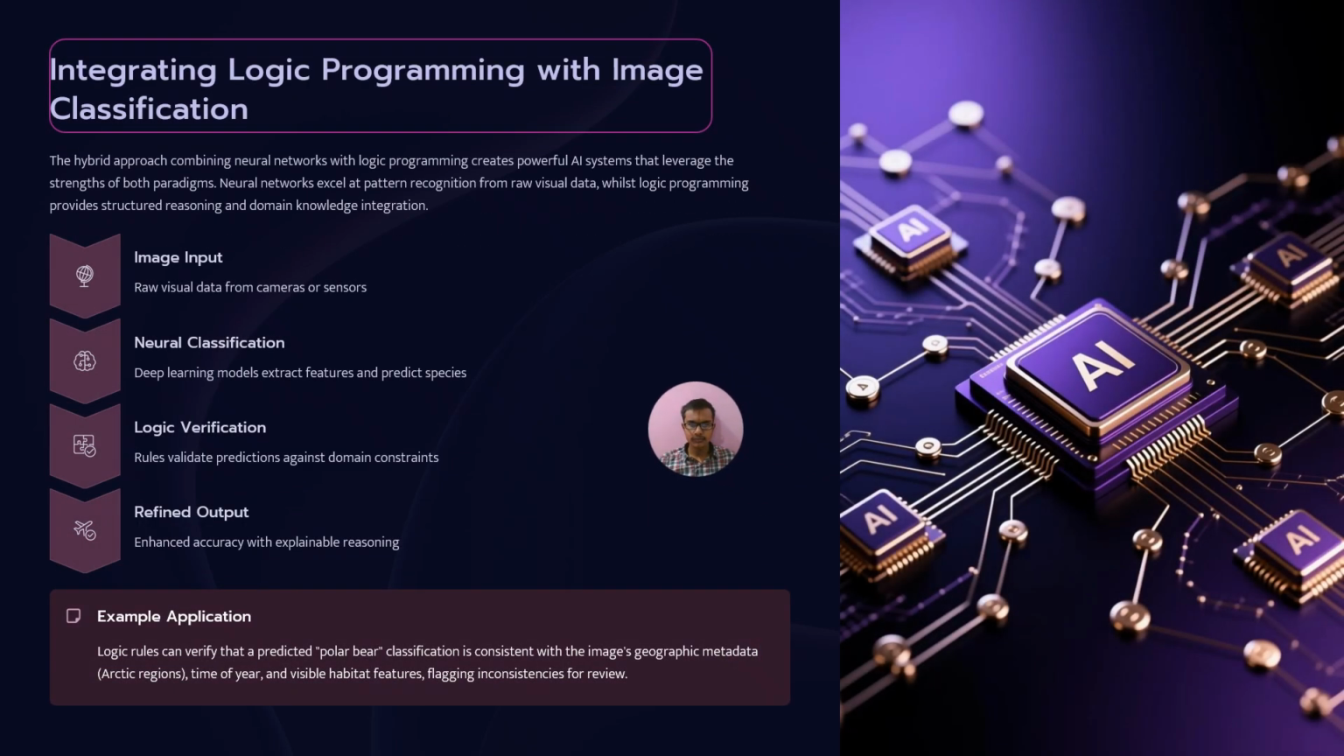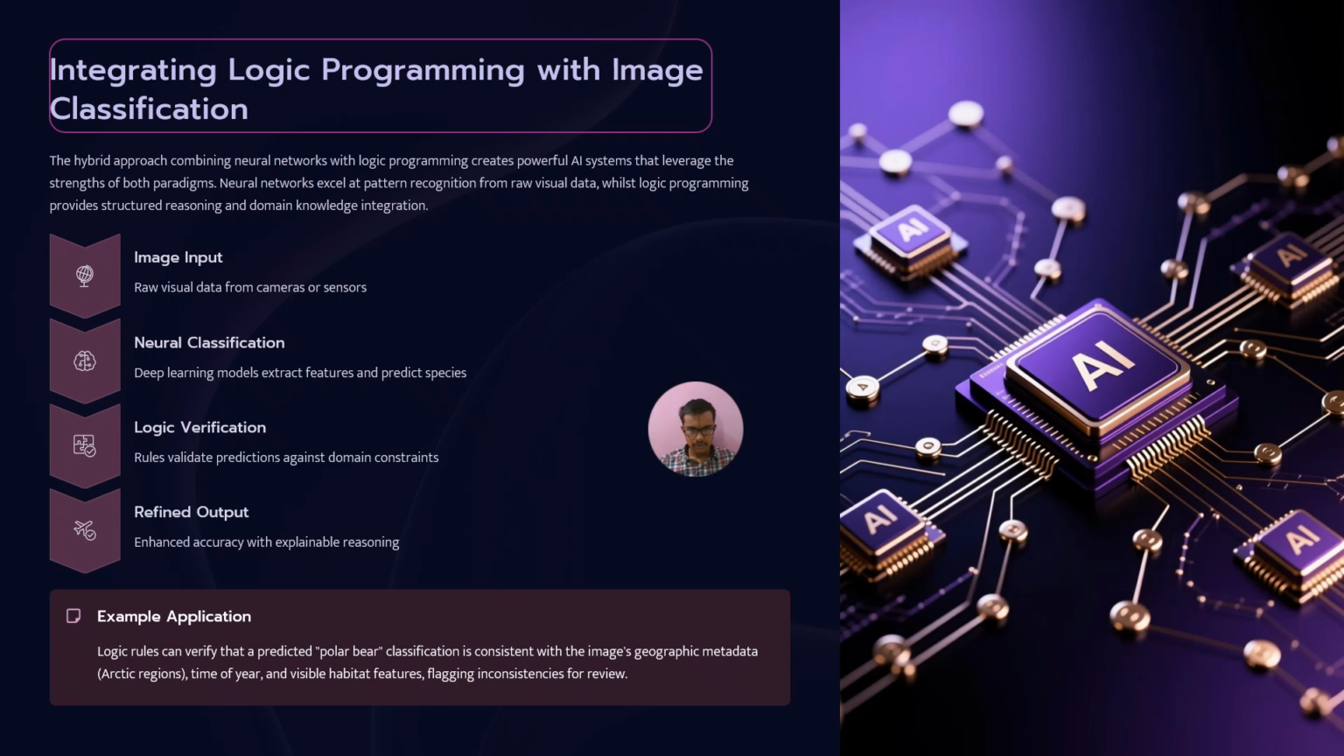Now let's go through integrating logic programming with image classification. The hybrid approach combining neural networks with logic programming creates powerful AI systems that leverage the strength of both paradigms. Neural networks excel at pattern recognition from raw visual data. Logic programming provides structural reasoning and domain knowledge integration. Basically, here four steps.